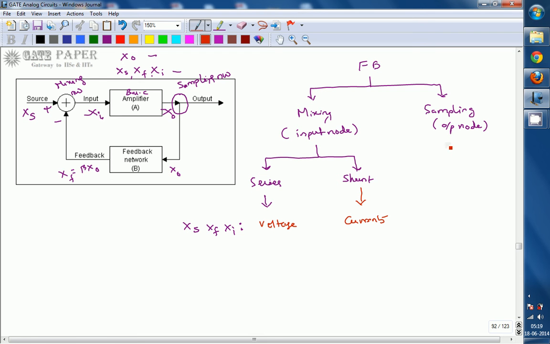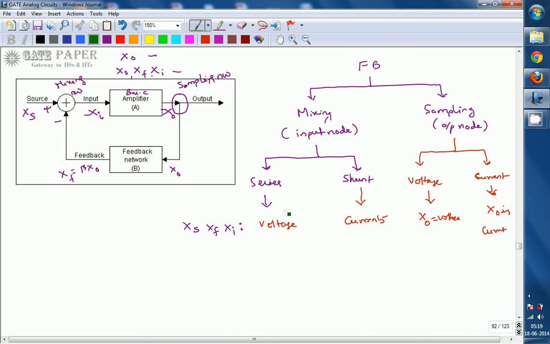Next, sampling. This sampling can be of two types: either voltage sampling or current sampling. Voltage sampling implies X naught is of voltage nature, whereas current sampling implies X naught is current. Remember that one. Based on series and shunt mixing and sampling, the Ri and R0 values depend. So once you know this, you can easily say what happens to Ri and R0.